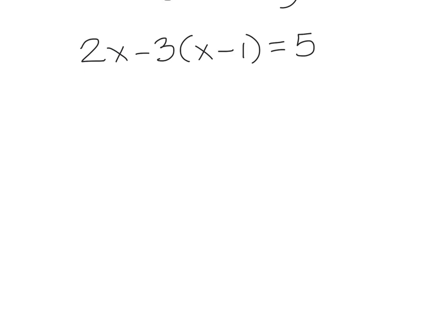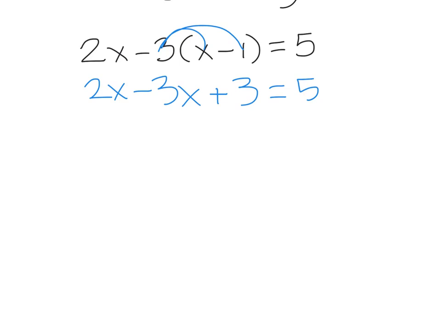So I'm going to distribute that -3, and that gives me 2x minus 3x. So I take -3 and multiply by x. Then I have a -3, and I'm going to multiply that by a -1, which will actually give me a +3. So I'm going to go ahead and make that a +3, and then I have equals 5. So now I'm left with 2x minus 3x plus 3 equals 5.